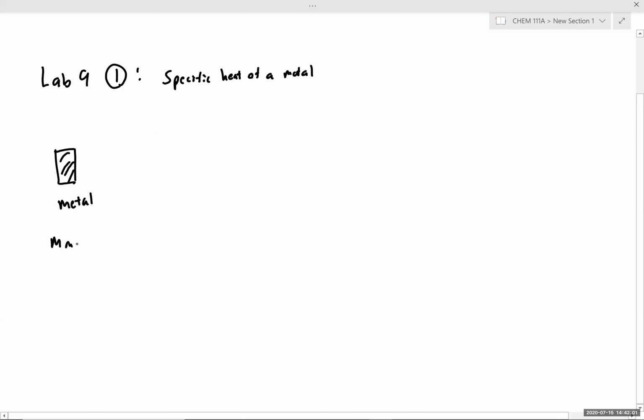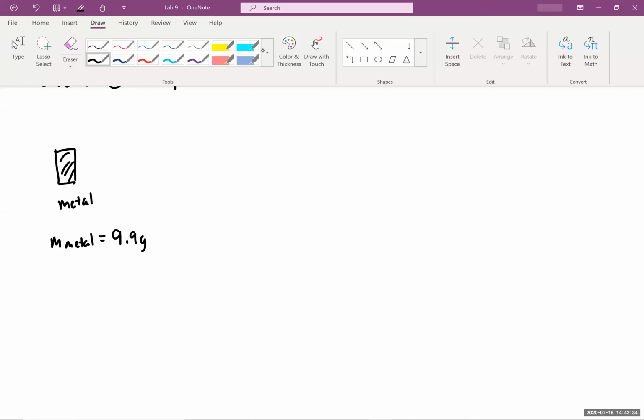So we know the mass of our metal. Just looking through our data, looking through our lab notebooks, what was the mass of metal that we weighed out together in this experiment? 9.9 grams. Okay, perfect. So next we're going to take our metal and we're going to place it in a vat of boiling water.